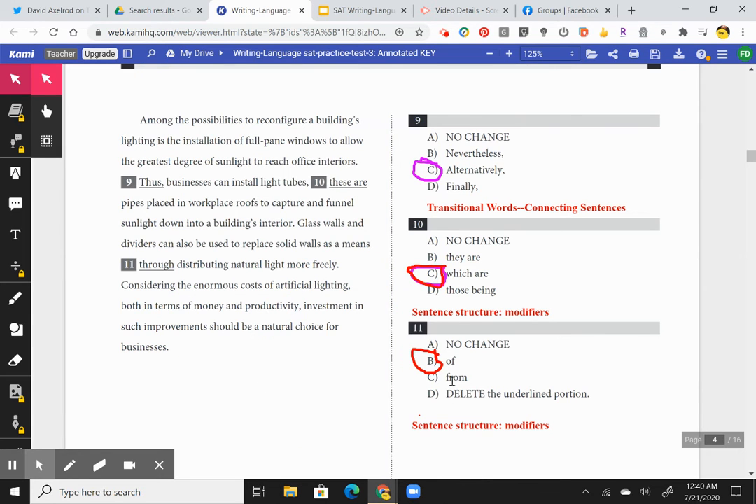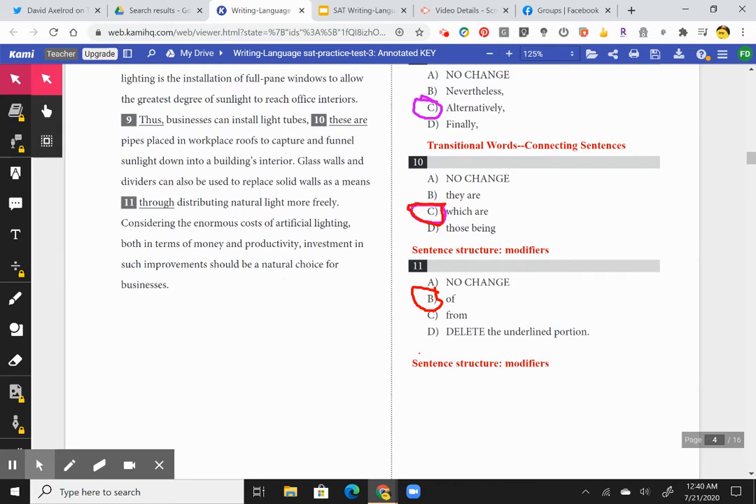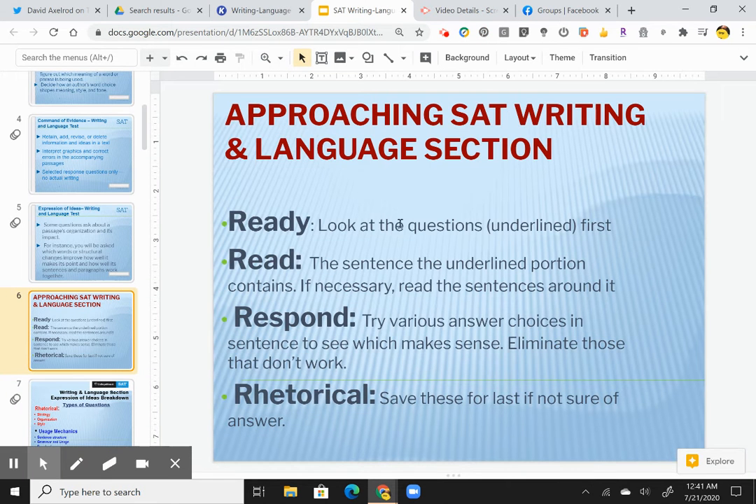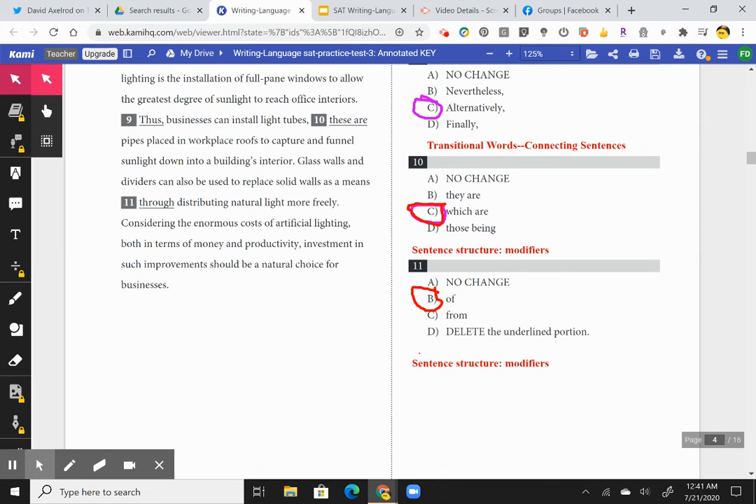Okay. Last one, number 11, it's a modifier. So which modifier best works? Glass walls and dividers can also be used to replace. And I'm just going right. Sometimes I only read what I need. Notice it's a test taking strategy. Back to this again, I'm only reading what I need to read. If I need to read the sentences around it, I do. If not, I'm just going to move around to where the underlined portion is.